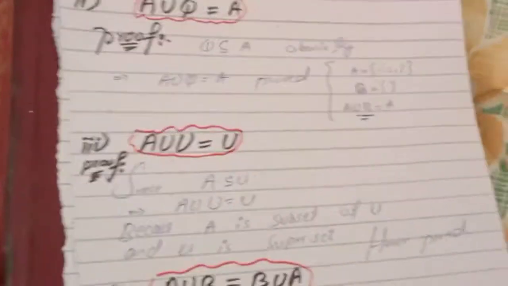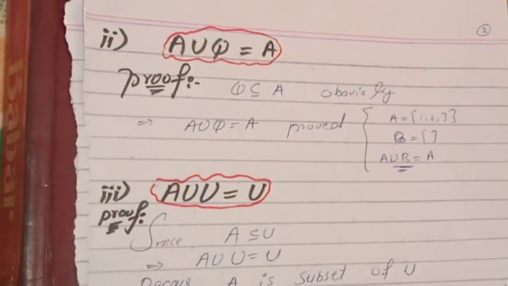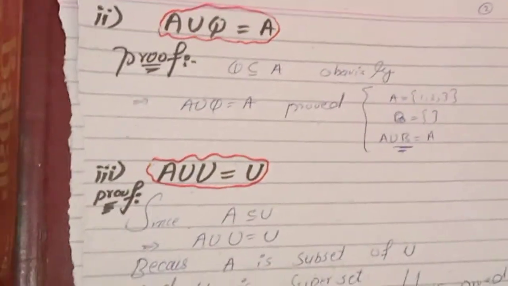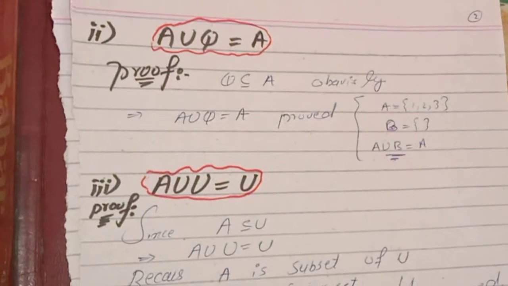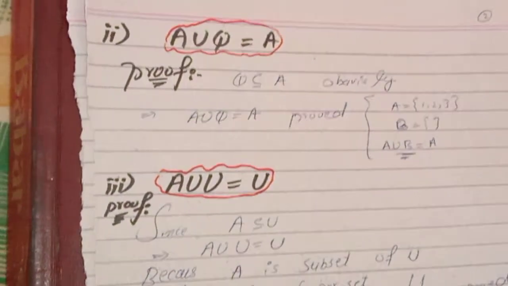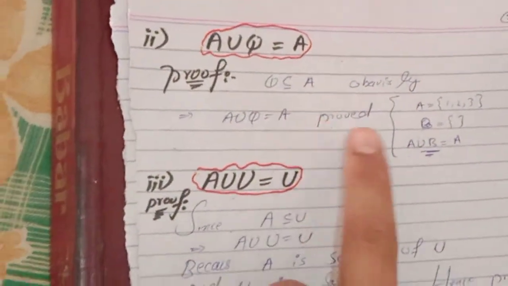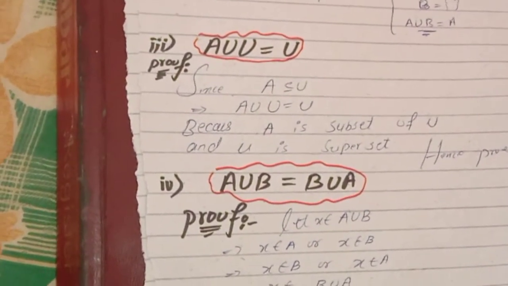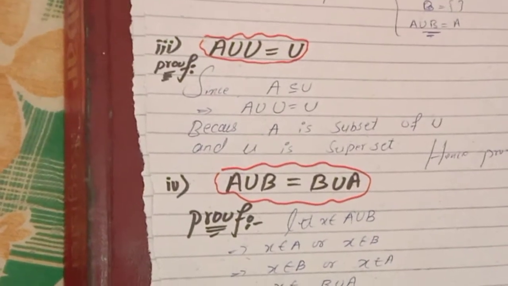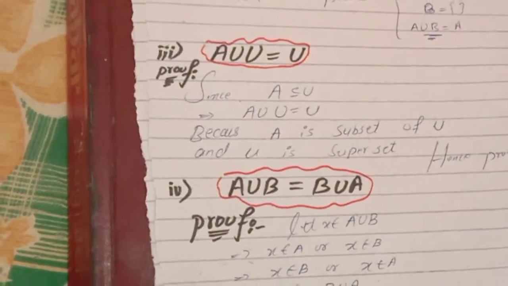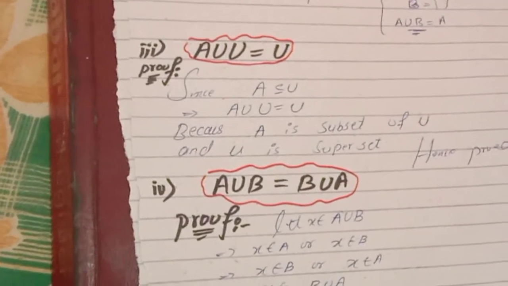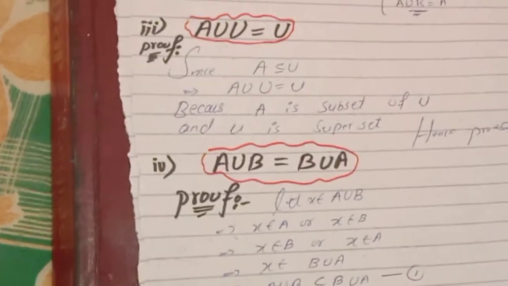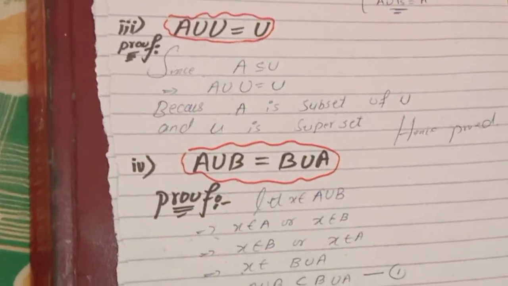Number 2: A union empty set is equal to A. Proof. Since the empty set is a subset of A, obviously, as we know the empty set is a subset of every set, this implies that A union empty set is also A. This is proof. Number 3: A union U is equal to U. This means that A union universal set is equal to the universal set. Since A is a subset of the universal set, this implies that A union universal set will be the universal set, because A is a subset of U and U is the superset.